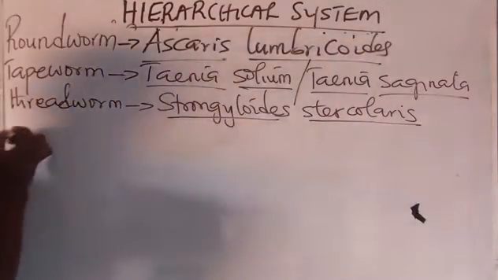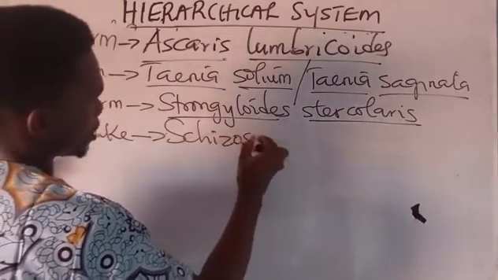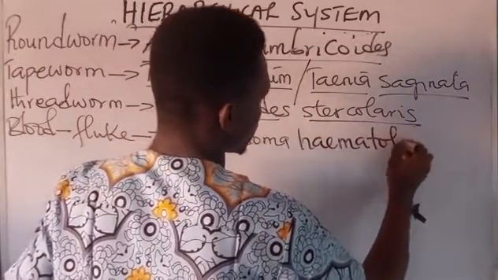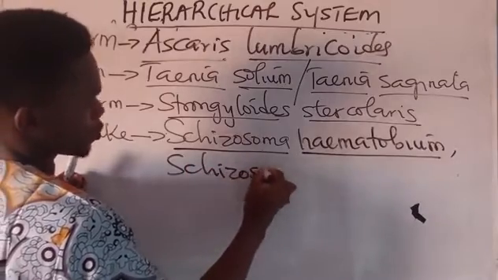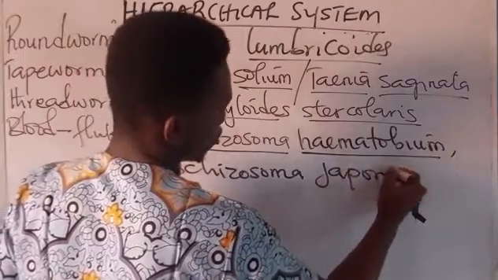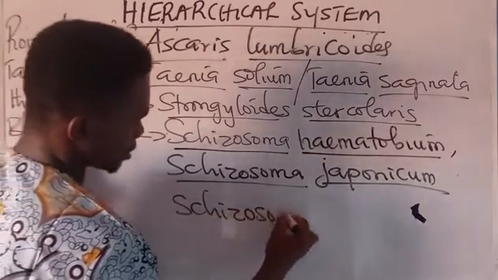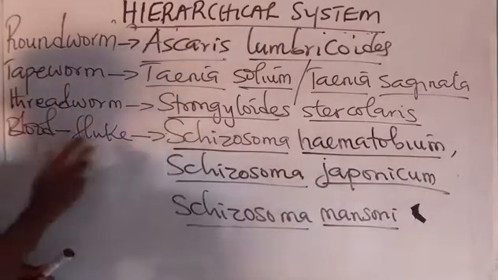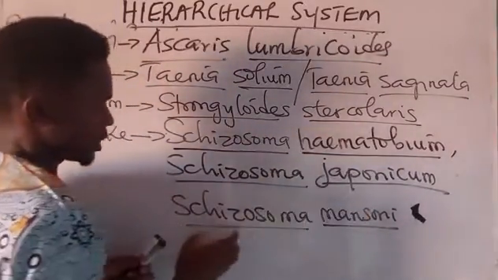Then, let me see, the blood fluke. You have Schistosoma haematobium, underlined separately. You also have Schistosoma japonicum, and Schistosoma mansoni. So these are the different species of blood fluke: Schistosoma haematobium, Schistosoma japonicum, and Schistosoma mansoni, with Schistosoma as the general name and the rest as specific names.